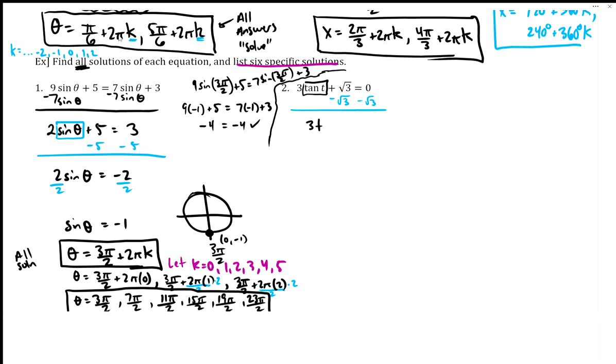So we have 3 tangent of t equals negative radical 3. And then we should divide by 3 so that our tangent function is completely by itself. So we'll have tangent of t equals negative square root of 3 over 3.